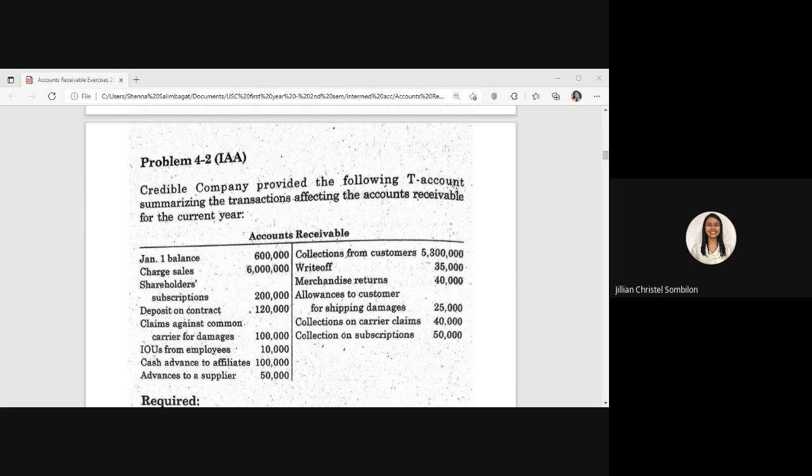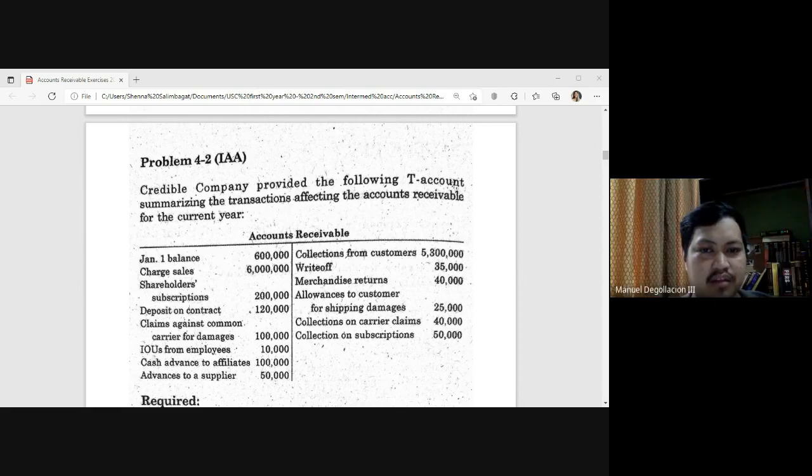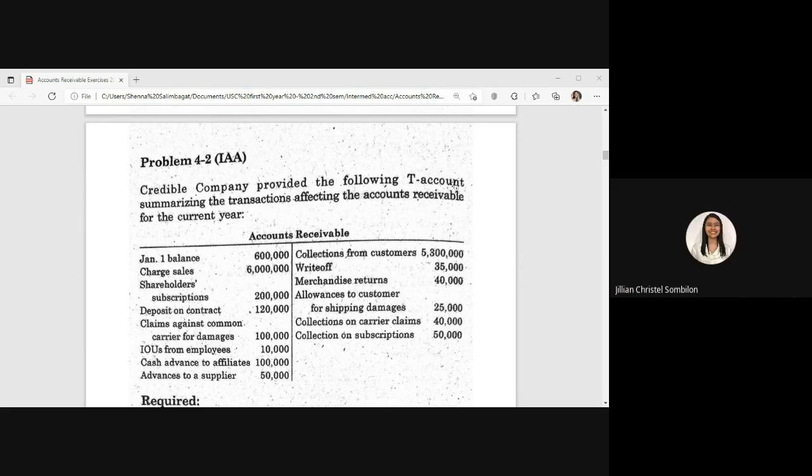Less write-off, sir, 35,000, because it's on the credit side. Your write-off will reduce your accounts receivable. And then minus merchandise returns 40,000, sir. In the credit side again. What do you think was the transaction here?